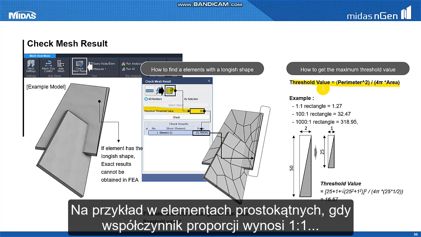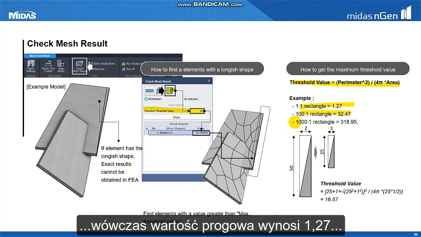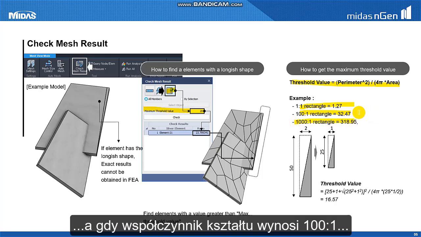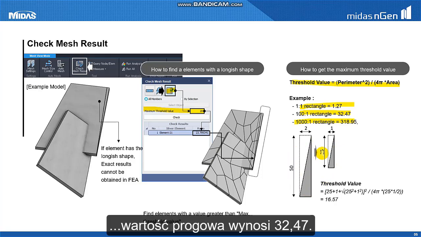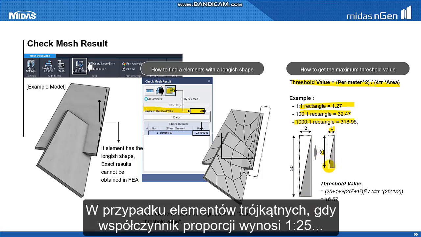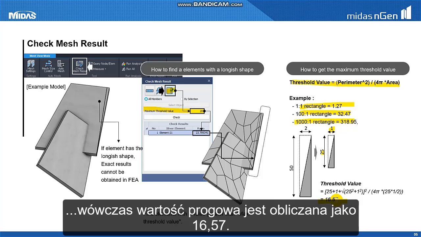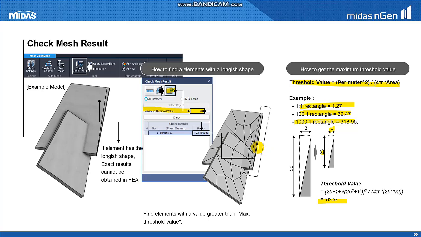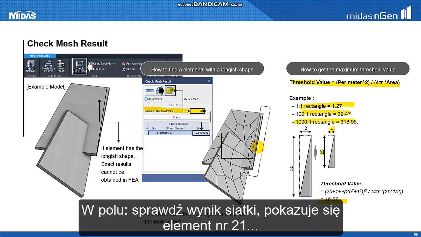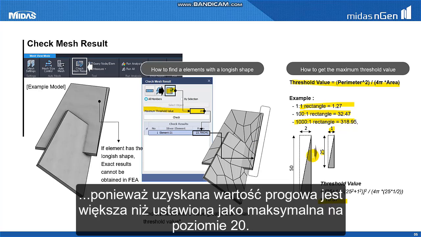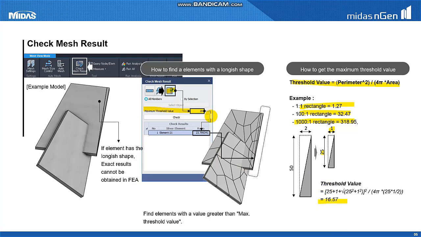For example, in a rectangular element, when the aspect ratio is 1:1, the threshold value is 1.27. And when the aspect ratio is 100:1, the threshold value is 32.47. In a triangular element, when the aspect ratio is 1:25, the threshold value is calculated as 16.57. The check mesh result box shows element 21 since the ratio is larger than the set maximum threshold value of 20.